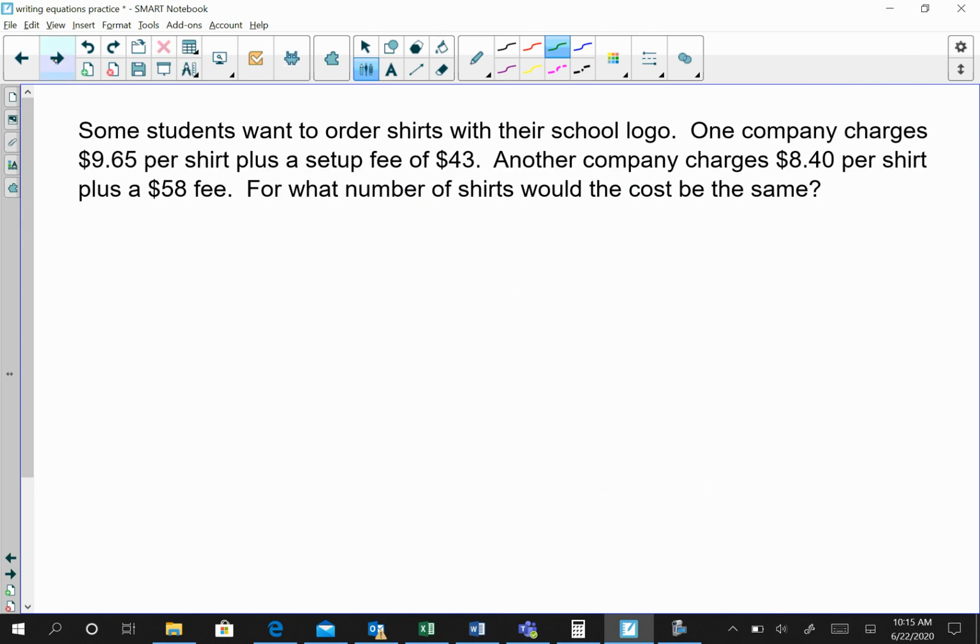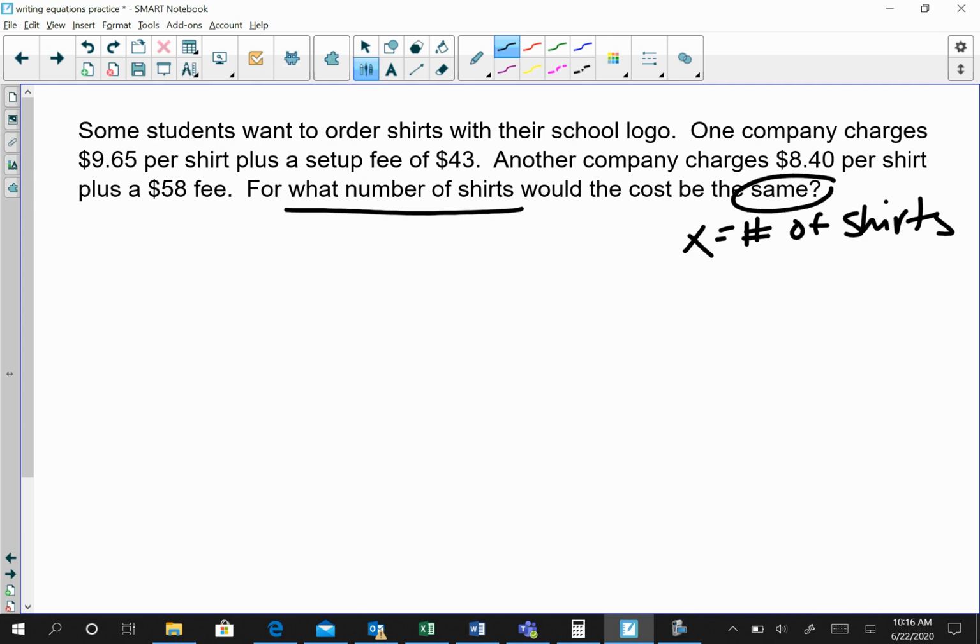Last one. Some students want to order shirts with their school logo. One company charges $9.65 per shirt plus a setup fee of $43. Another company charges $8.40 per shirt and $58 fee. What number of shirts would the cost be the same? X is number of shirts. Would the cost be the same? That means that they're equal. That was supposed to be an equal sign.